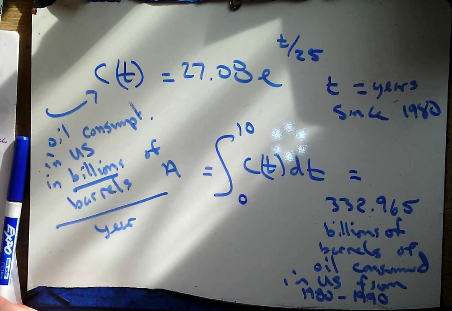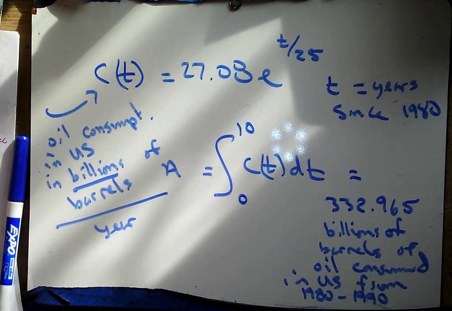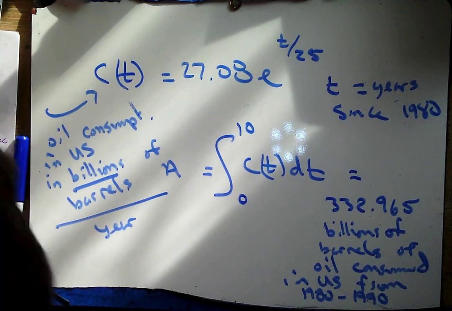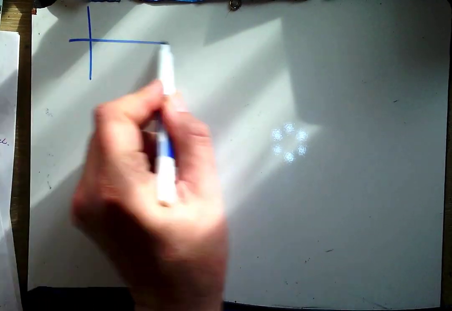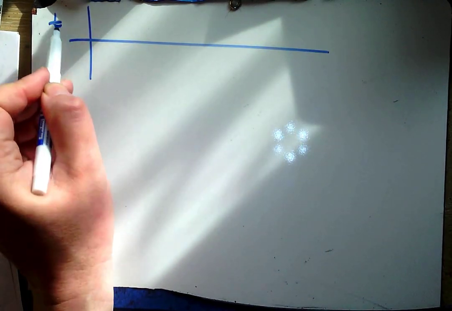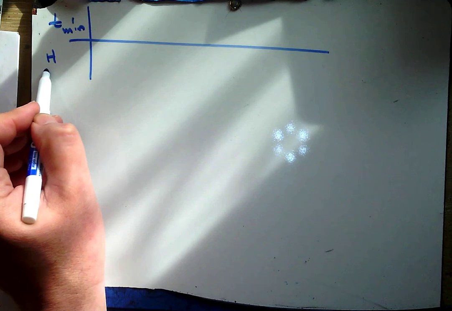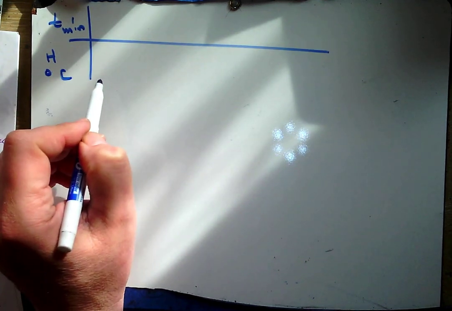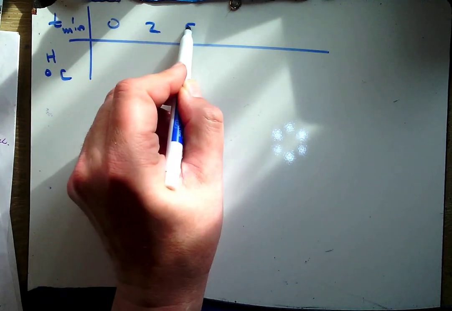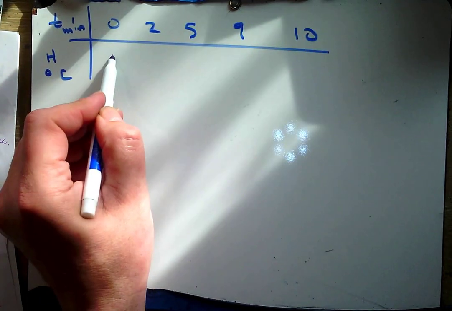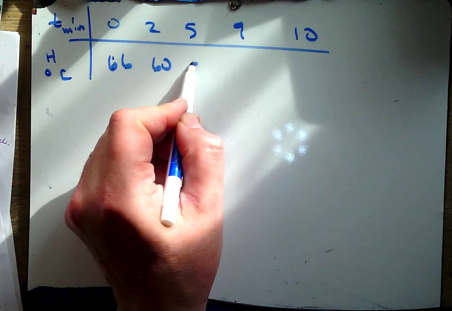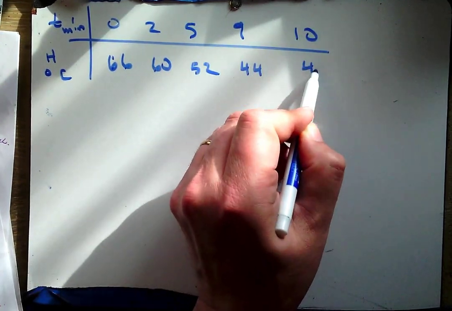All right. I'd like to look now at two more problems. This one is from the AP exam in 2011. In 2011, this is also with calculator, but this one comes with a table, not a function. I'm given this table here, and we've got times. This is time in minutes, and this is H. That's degrees Celsius. Okay, we've got 0, 2, 5, 9, 10, and 66, 60, 52, 44, 43.